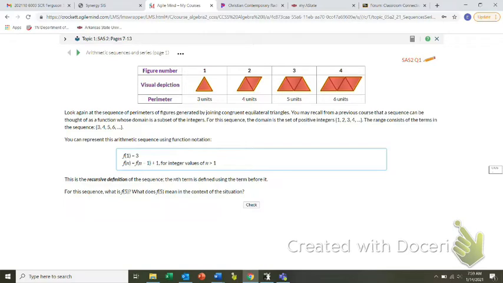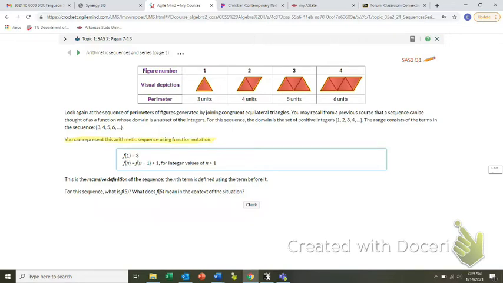All right, and so remember yesterday we talked about these triangles. So this right here on the screen showed us that this was a linear function. That is because each time the perimeter increased by a constant rate, a constant addition of 1 unit. Okay? We know that if it's adding the same thing every time, that is an arithmetic sequence. All right, so right here it tells us you can represent this arithmetic sequence using function notation.